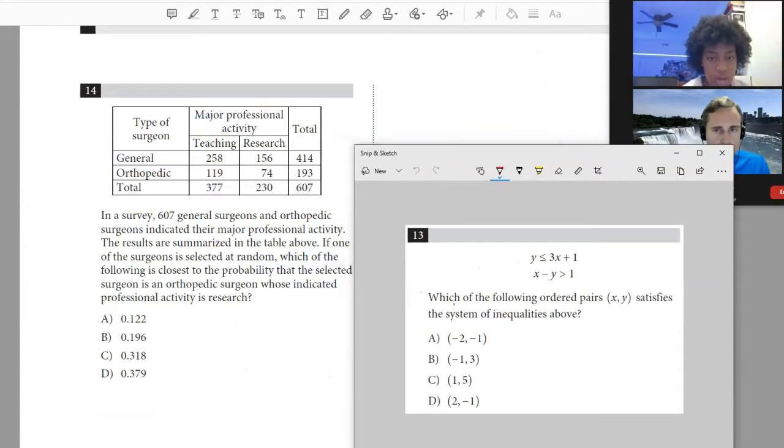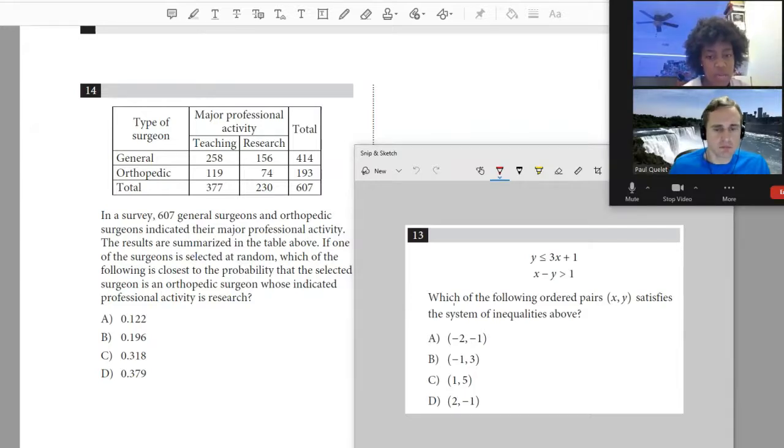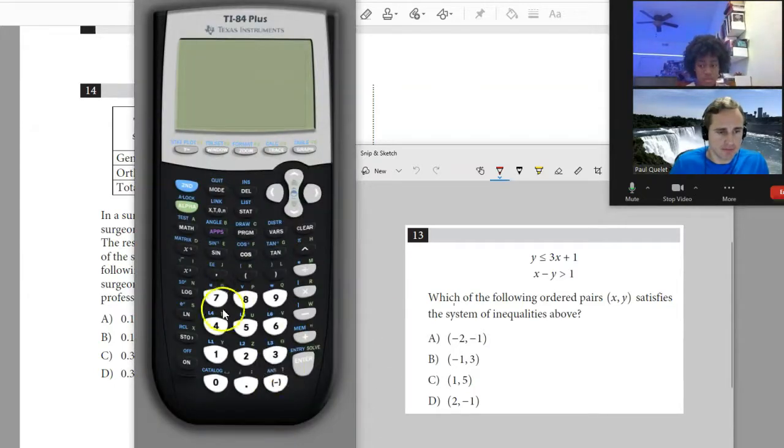And it's not even anything where it has like, which of the following is closest, and you have to narrow down your search. It's not even like that. It's just asking for you to find the orthopedic surgeon whose professional activity is research. I'm not sure if you would do it out of the total or just out of the orthopedic surgeons. But I think I would look at the orthopedic surgeons first, because that's what it's asking for. Yeah, because it says if one of the surgeons is selected at random. So it'd be out of everybody. So 74 out of 607, right? Yep, so 74 out of 607.